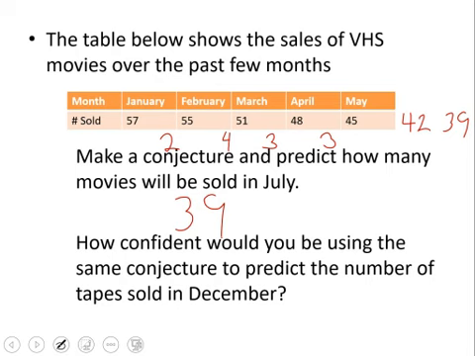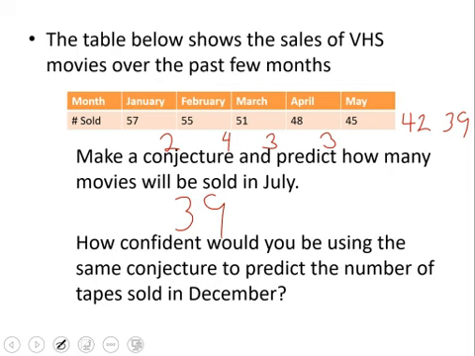So now the next question is, how confident are you of using the same conjecture to predict the number of tapes sold in December? Okay, so would you be confident, or would you not be confident in making a prediction for the number of tapes sold in December? Now, this is kind of an opinion, but there are some ways you can think about it. Yes, it might continue falling, but if it keeps falling, what's going to end up happening? You're going to end up with a zero.